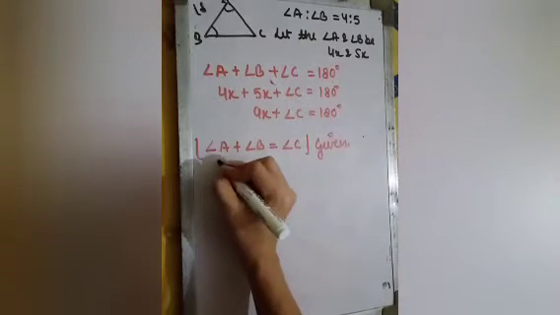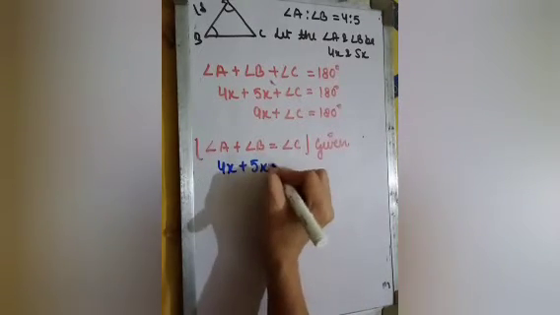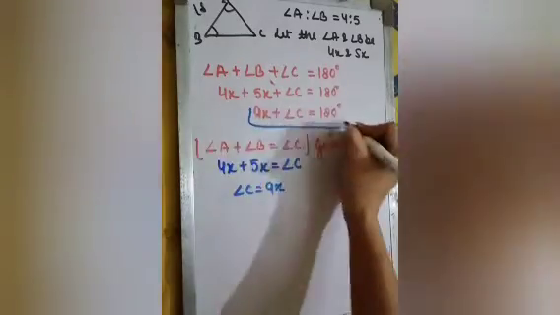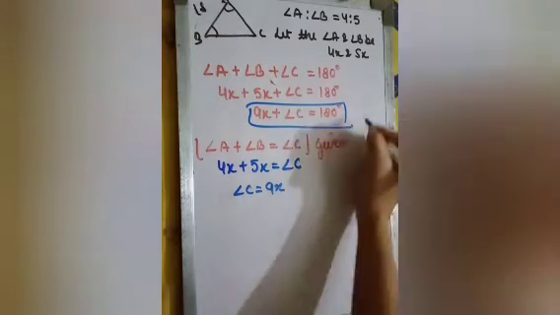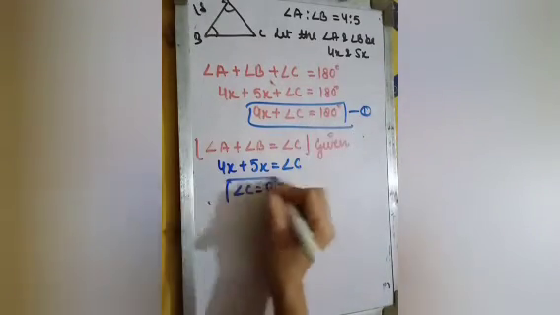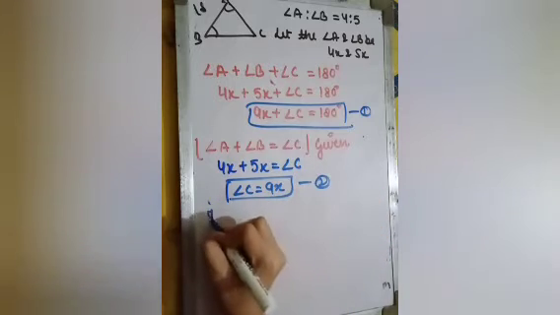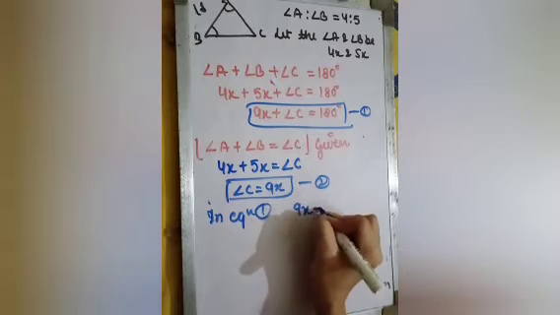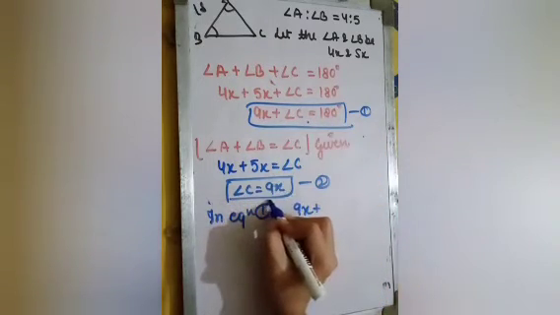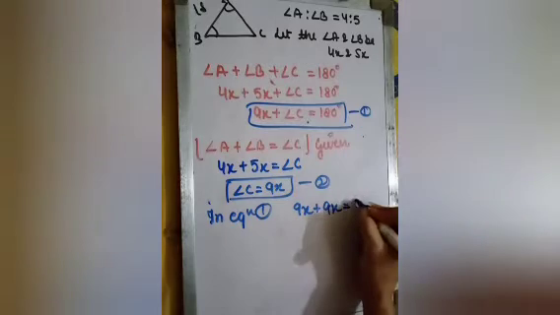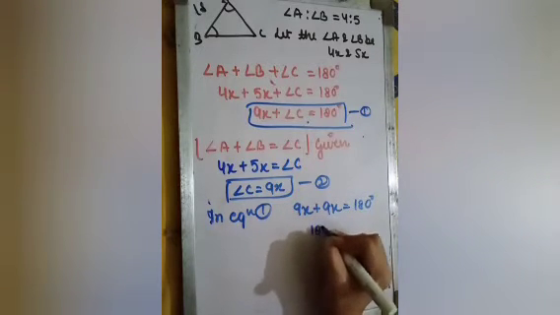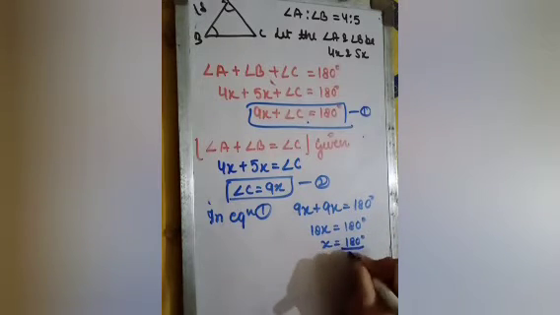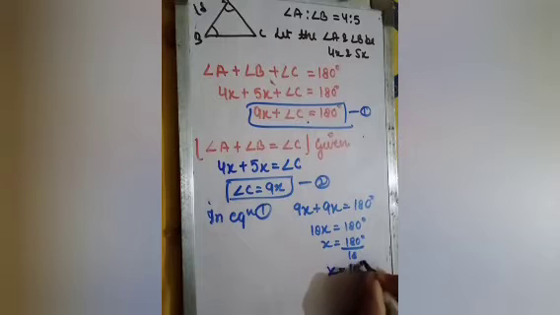Angle A is 4x, angle B is 5x. Okay, so angle C कितना आ गया यहाँ से? It is 9x. Now put this value here in equation 1. This is equation 2. So see, in equation 1 we have 9x. Angle C की वैल्यू यहाँ से कितनी आ गई है? 9x. 9x equals 180 degree. So from here x equals 180 upon 18. So x equals 10.